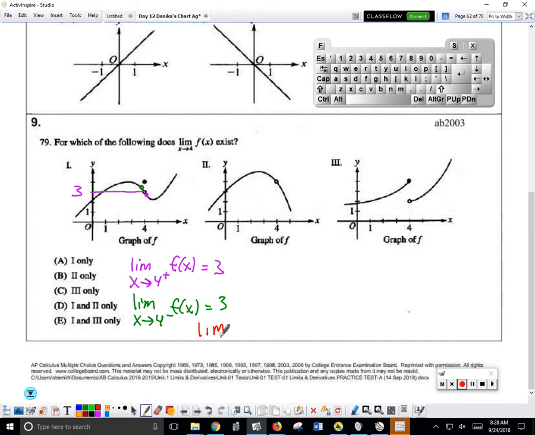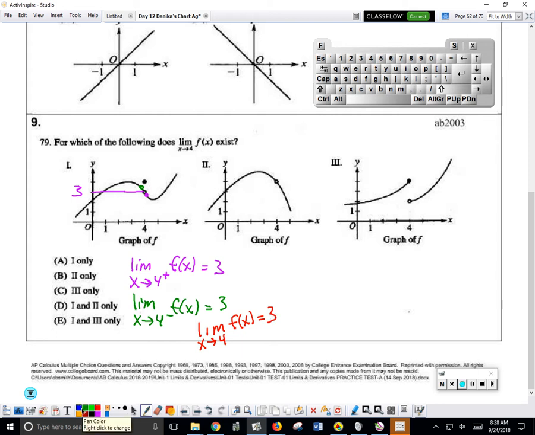The only way for the two-sided limit to have a value is if the left and right limits are the same. Otherwise, the two-sided limit does not exist. You want me to talk more about that? Please. What about the, I guess, filled in dot up here? Would you take that into account?